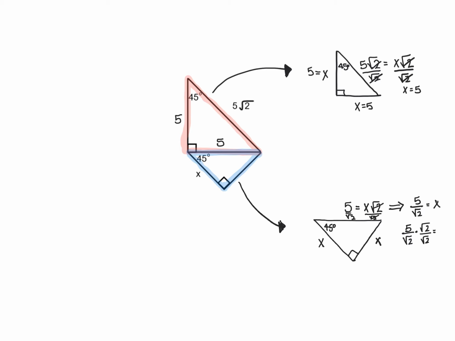I multiply across the top. 5 times square root of 2 is 5 square root of 2. Square root of 2 times square root of 2 is square root of 4, which is 2. Double checking my fraction, I have 5 halves, which doesn't simplify, so I'm just going to leave that as is. And so this is going to be what x equals. So if I went back here and labeled, this side is 5 square root of 2 over 2, and so is this side. If you look at our original problem, it wanted me to figure out what this side here was, so I got 5 square root of 2 over 2.